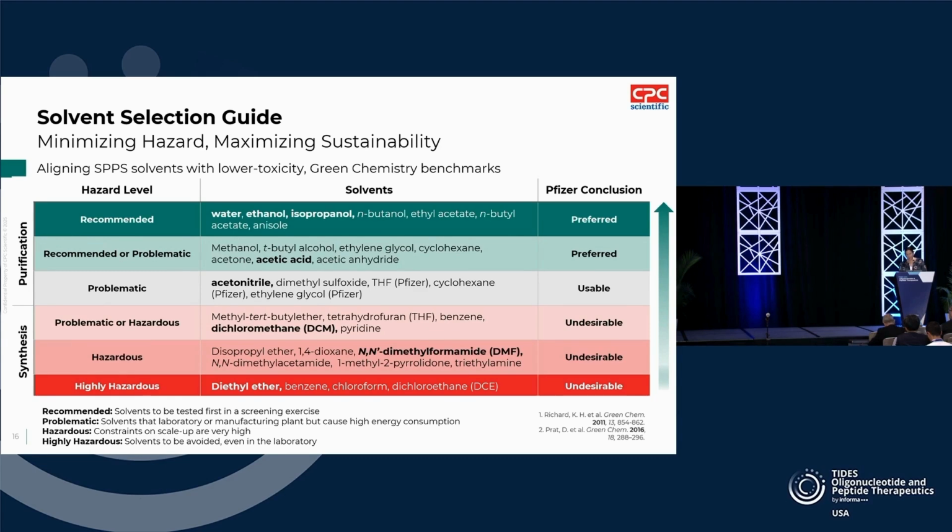So the solvents commonly used in SPPS are spread among all levels of this solvent selection guide, but you can see in bold here the ones that are really highlighted: diethyl ether, DMF, DCM, ACN, acetic acid, and water. These reagents really vary significantly in their environmental toxicities.